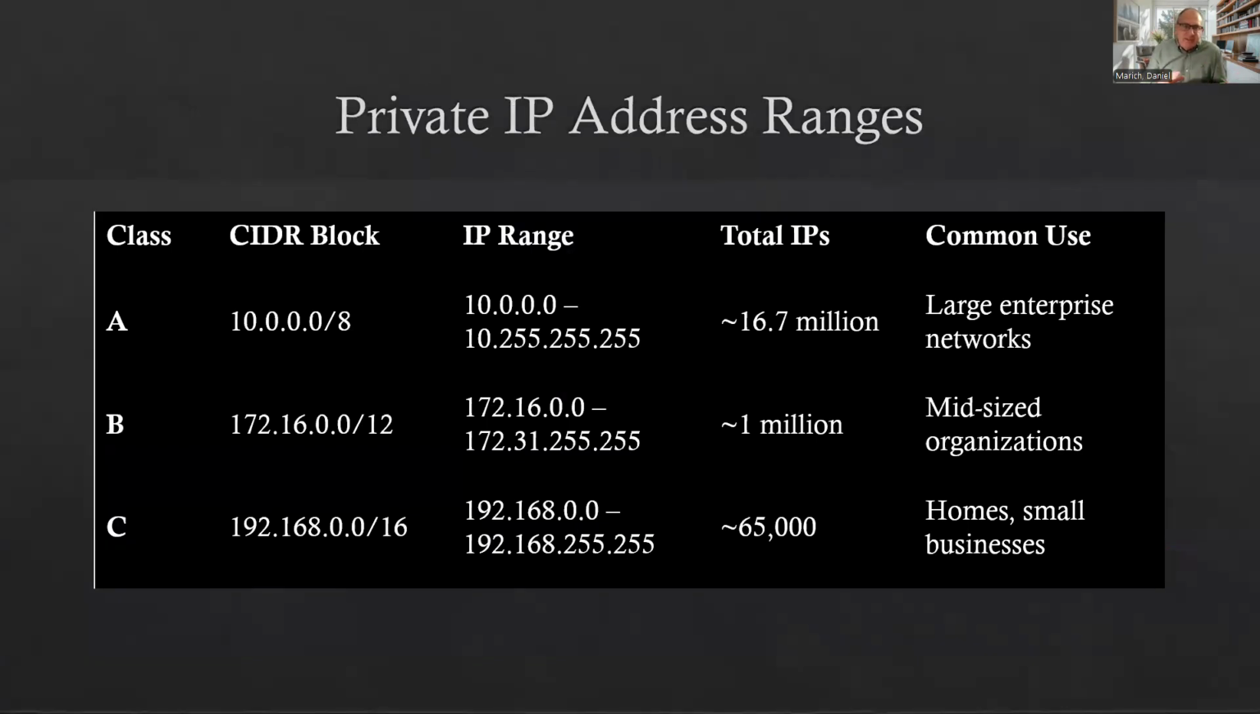A quick visit on private IP ranges. Here we have a class A, which is 10.0.0.0/8. This can have 16.7 million IP addresses under it.